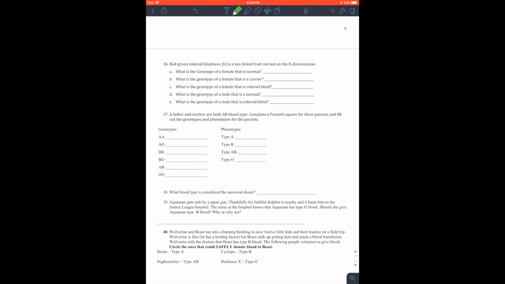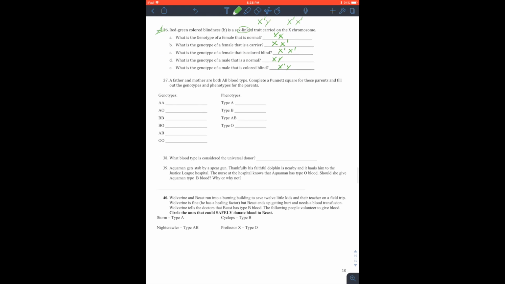Green-eyed color blindness. So I know color blindness is X-linked. Okay, so males are going to need to have one affected X. Females are going to need to have both. What is the genotype of a female that is normal? Okay, she's going to have no affected X's. Carrier: she's going to have one bad X. Colorblind female: she has to have 2 bad X's. Then a male that's normal and a male that is colorblind. Again, another good test question.